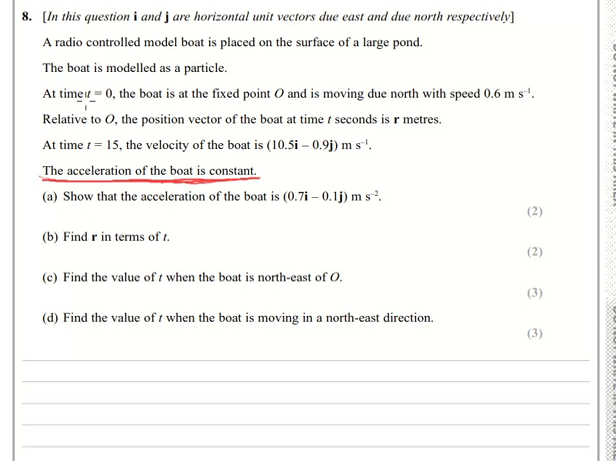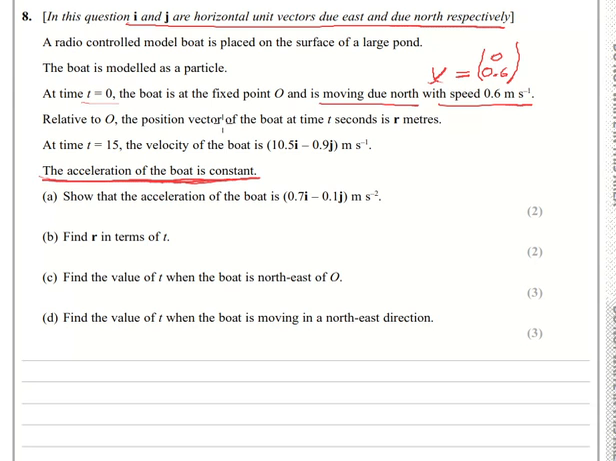Now, they tell me first at time t equals 0, the speed of the boat is 0.6. That's always a bit annoying, but it does tell me it's moving due north, which means I do actually know its velocity, not just its speed, and I can state it straight away. Its velocity, if it's moving due north, bearing in mind that i and j are due east and due north respectively, means the velocity vector is (0, 0.6). Yeah?